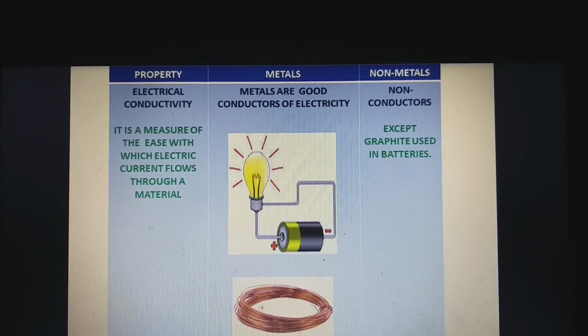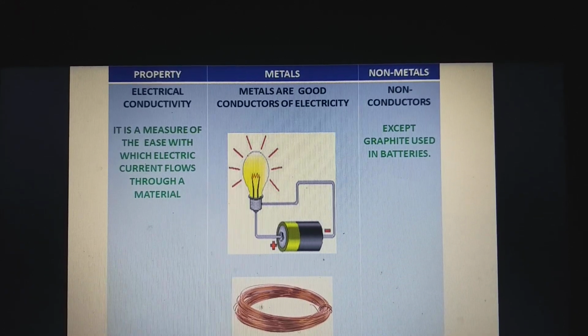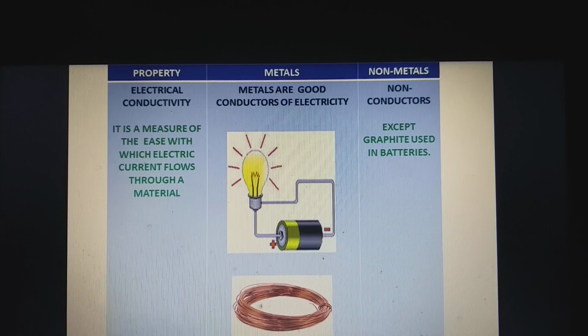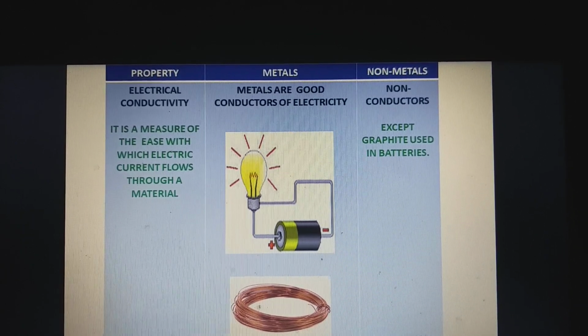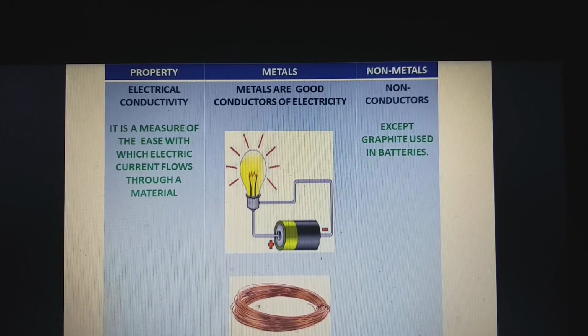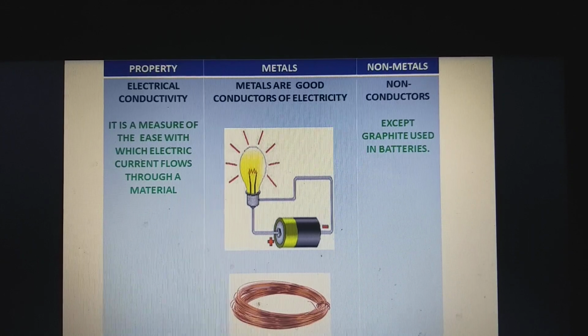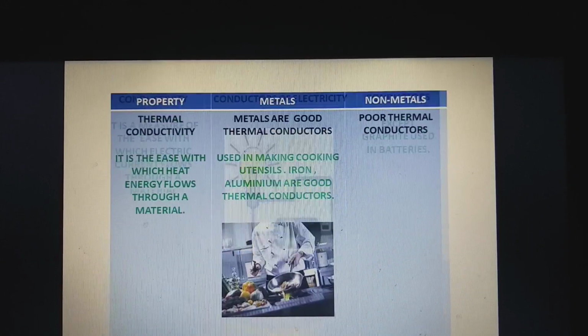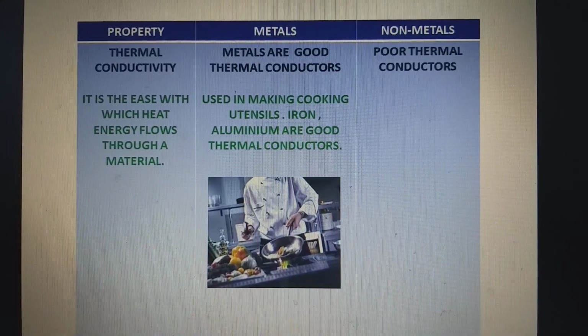You can see a copper wire. In the circuit above, the bulb is glowing because the copper wire is being used, which is a good conductor of electricity. On the other hand, non-metals are poor conductors or they are non-conductors of electricity, except graphite, which is used in batteries. I pass on to the last physical property, that is thermal conductivity.